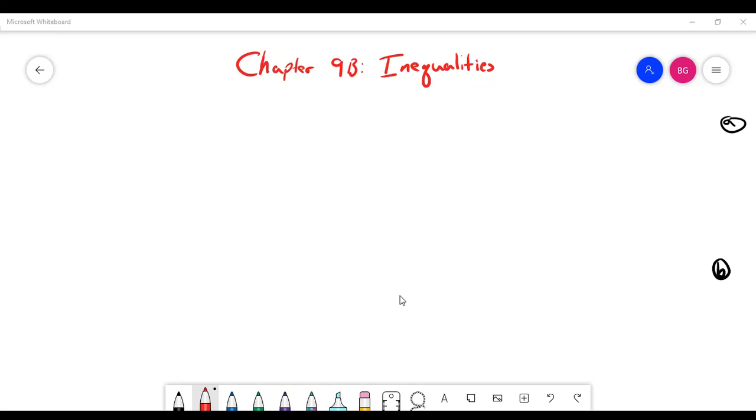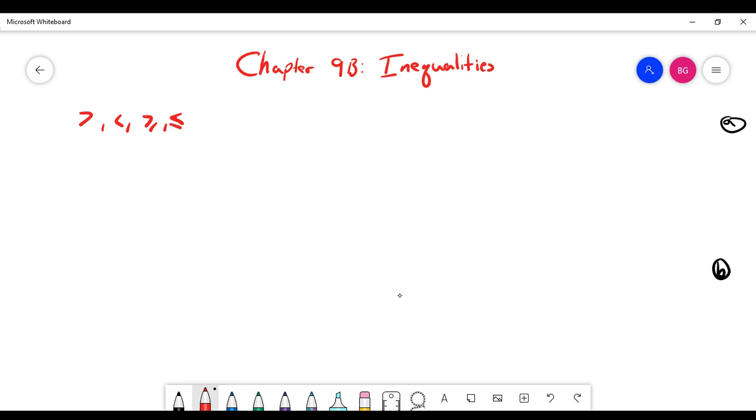Okay, so today we're going to talk about Chapter 9. We're going to start Chapter 9b, which is going to be over inequalities. So remember, inequalities involve the four symbols. We have greater than, less than, greater than or equal to, and less than or equal to.